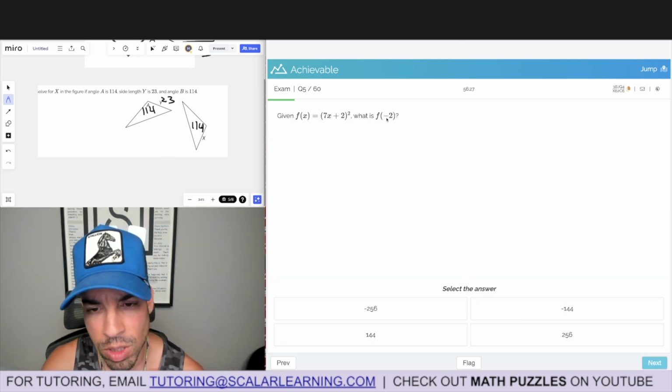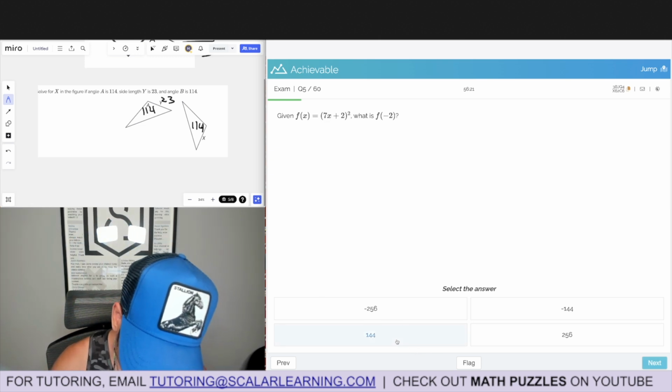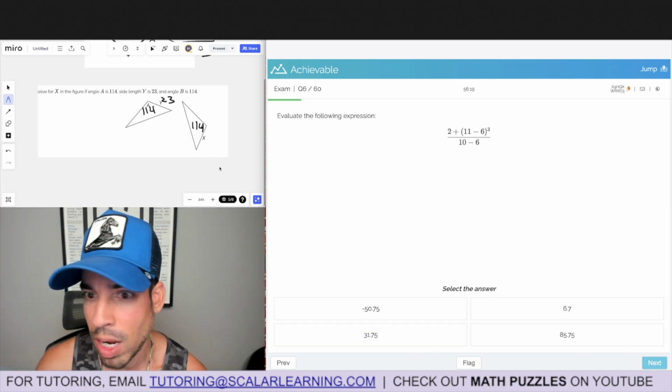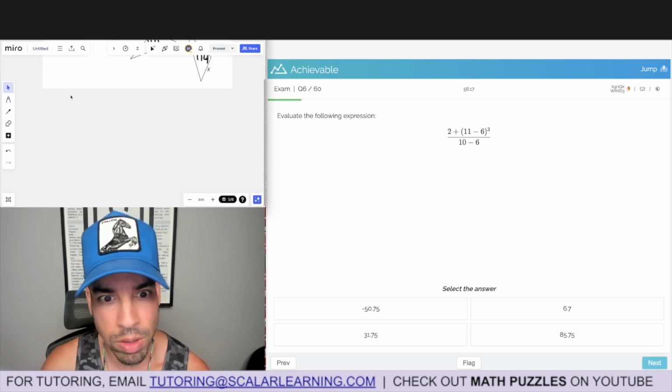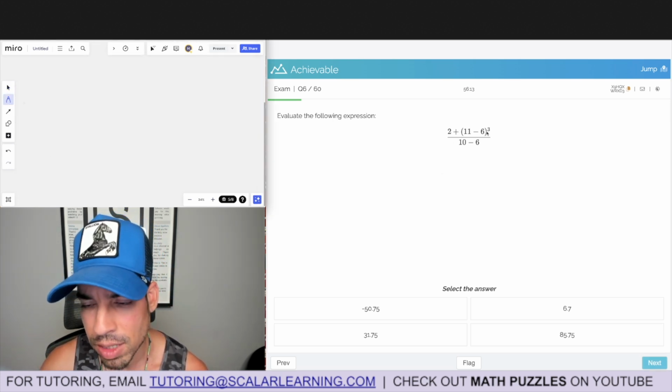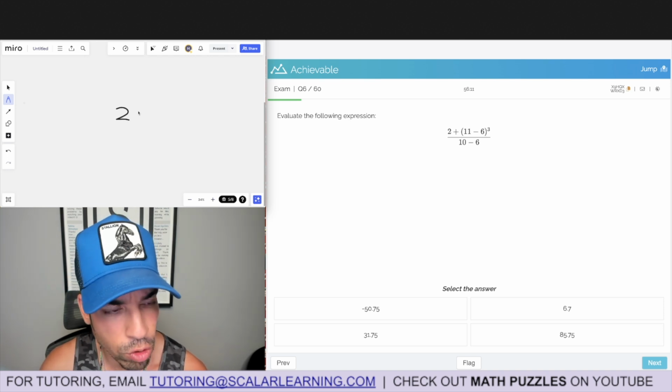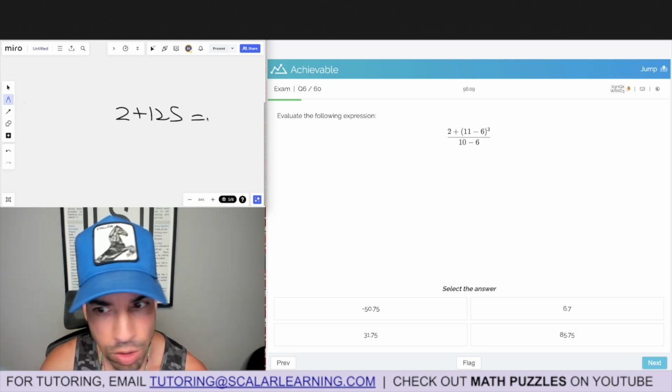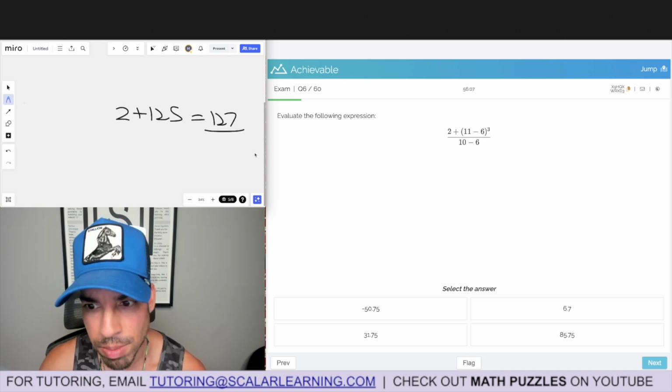Given f of x is this, what's f of negative 2? Plug and chug. So negative 2 goes in for x. 7 times negative 2 is negative 14, plus 2 is negative 12. Squared is 144. Boom, done. Okay, I think I'm not doing great on time, so we're trying to hustle here. Evaluate the following expression. So we got 11 minus 6 is 5. 5 cubed is 125. 2 plus 125 is 127. On top, divided by 10 minus 6, which is 4.